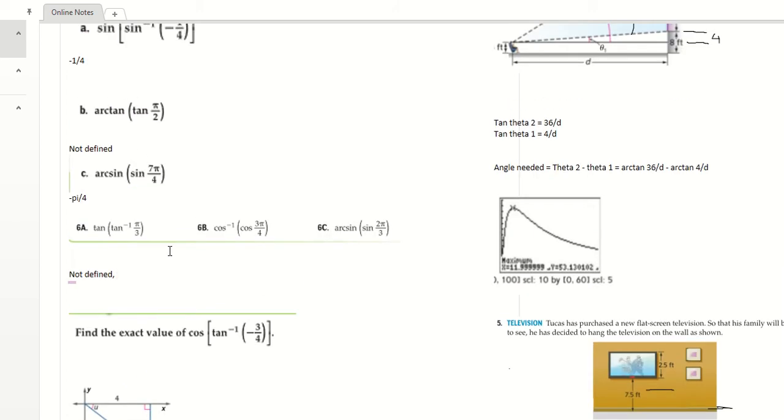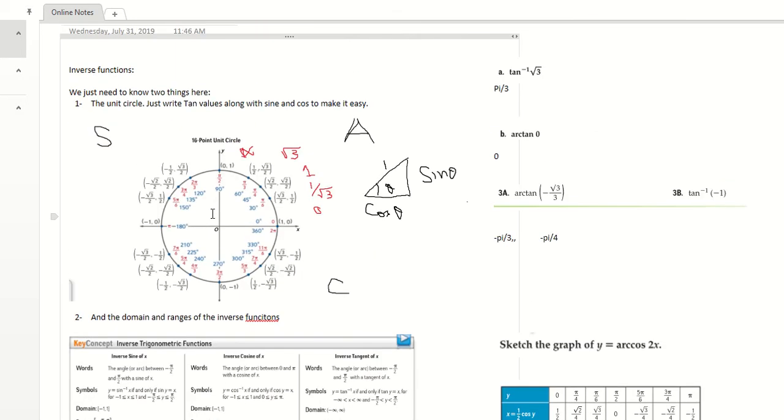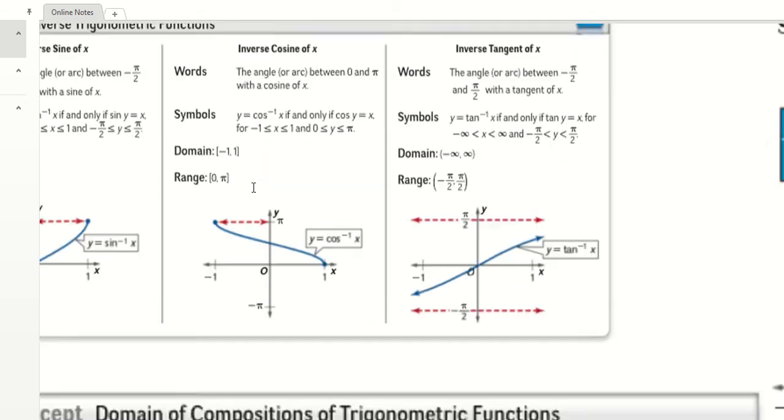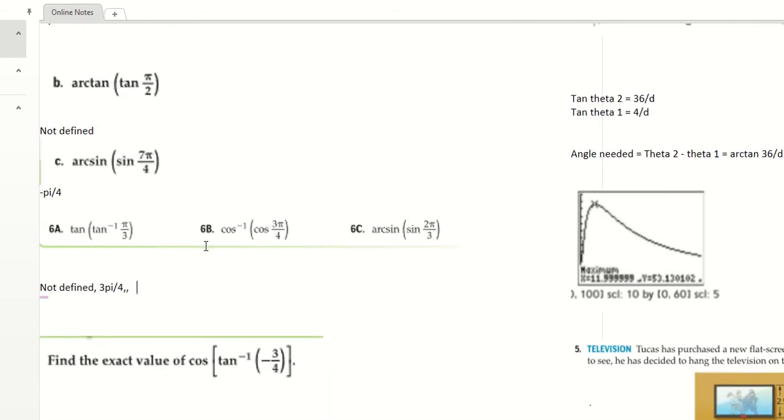So it is going to be 3 pi by 4. Arc sine 2 pi over 3. Sine 2 pi over 3. Where is sine 2 pi over 3? 2 pi over 3 is going to be the same as sine. Sine is negative here. Sine is positive here, right? So you're going to take a value which is positive for sine, which is going to be pi over 3, okay? Same value here, right? Same y component. So it's going to be pi over 3.